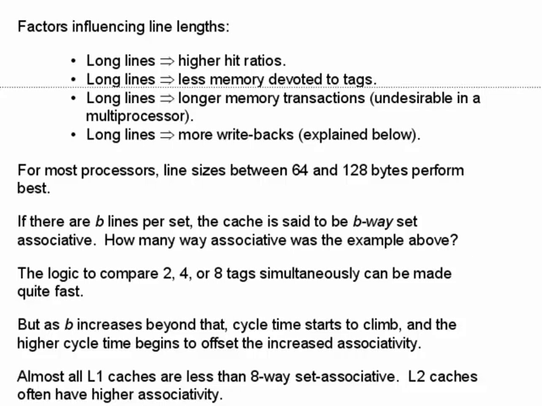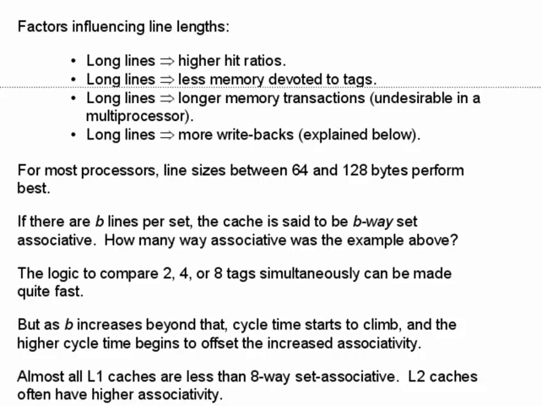Further, long lines cause more write-backs, and that's just because the data may have changed. The longer the line, the greater the chance that the data have changed. And then when you have to throw that line out of the cache, you can't just discard it, but you've got to write it back. So I'll talk about that in a little bit more detail later. I say for most processors, line sizes between 64 and 128 bytes perform best, and that's a little bit outdated. I'd say 128 to 256 today, but there's some still that are 64 bytes.